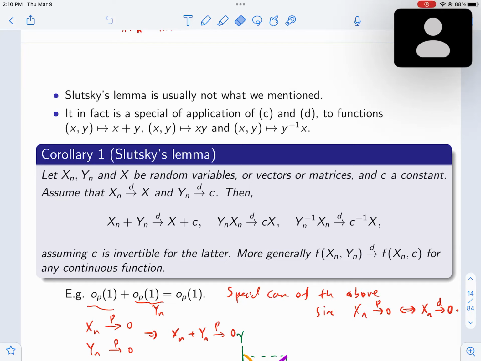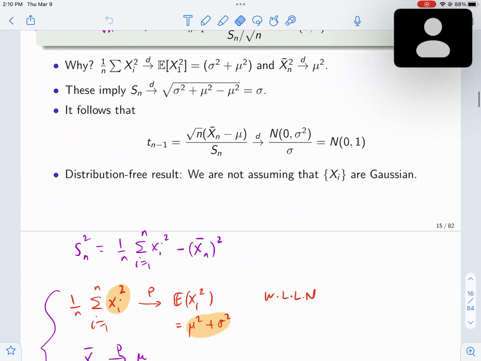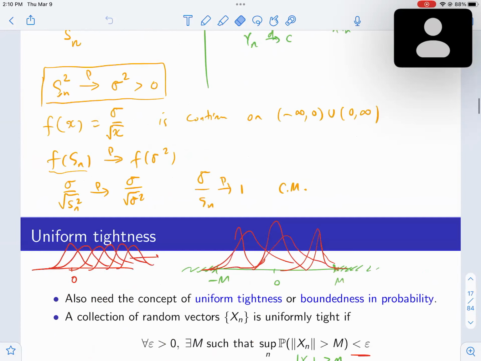One in particular is that little o_P(1) plus little o_P(1) is equal to little o_P(1). Little o_P(1) means a sequence converging to zero in probability, or you can interpret this as in distribution. We went through counterexamples and examples.